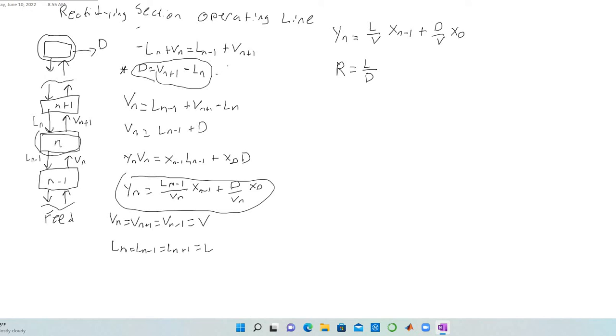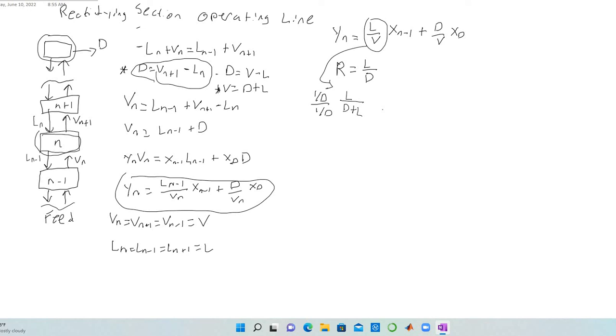Now, remember over here, we got D equals V minus L. So with this in mind, we can say that V is going to equal D plus L, right? So first we're going to take this term, L over V, and rearrange it such that we have L divided by D plus L, using this relationship. Now, we're going to divide the top and the bottom by D, so we multiply by 1 over D divided by 1 over D.